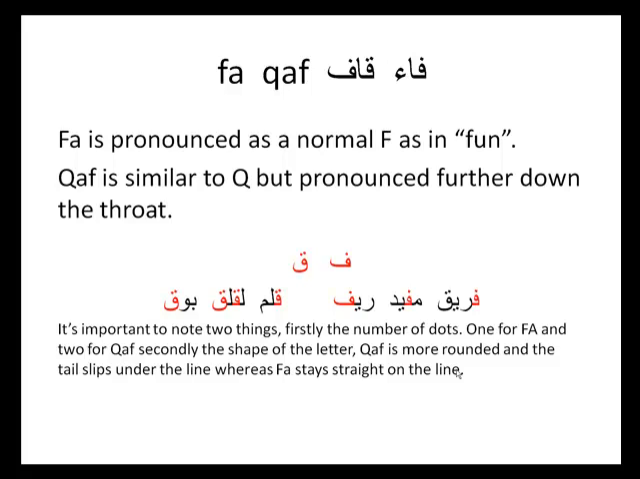Fa and Qaf look similar, but not very similar when you see them next to each other. But if you look at them in words, you can see that in the beginning and the middle, the only thing that makes you able to distinguish between the two is the number of dots. At the end, however, Fa keeps its tail on the line and Qaf keeps its tail under the line. So there you can distinguish between them.